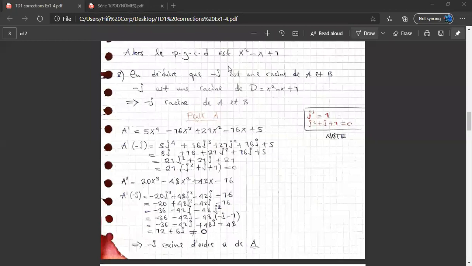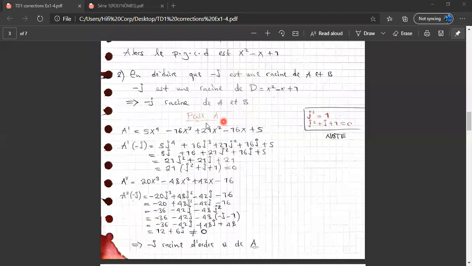Question 2. Our friend had some network problems, so we can do it again. So on negative j, a racine of A and B, negative j is a racine of D, which is equal to x squared minus x plus 1. So if negative j is a racine of the PGCD, then automatically negative j is a racine of A and B.